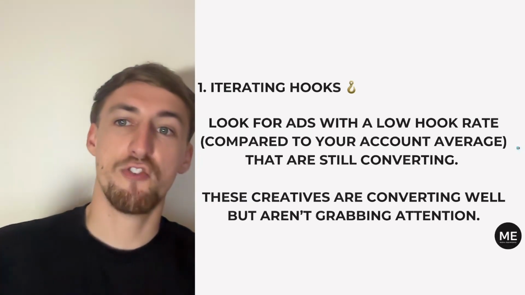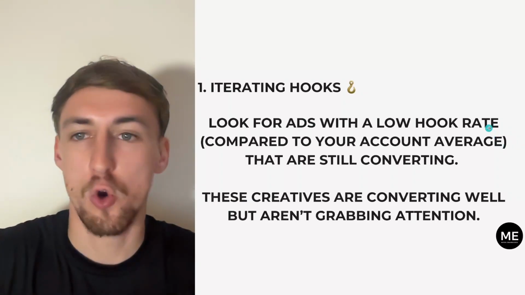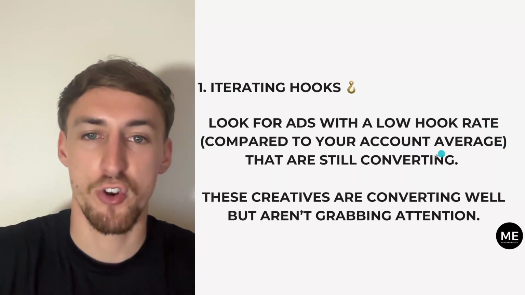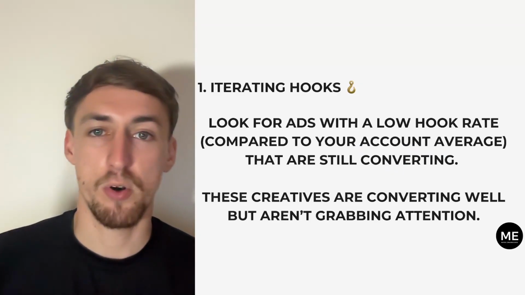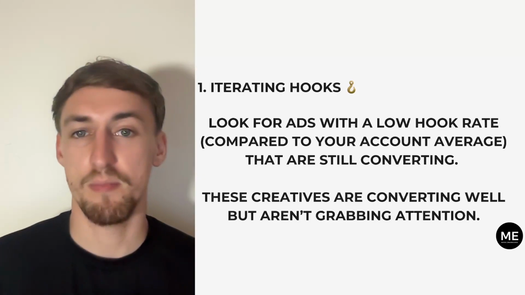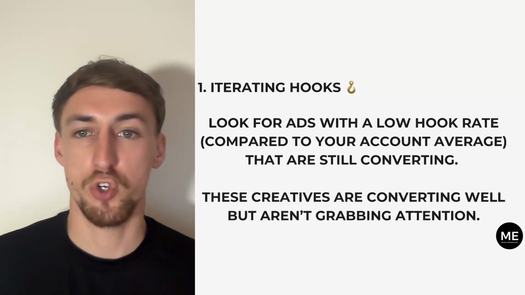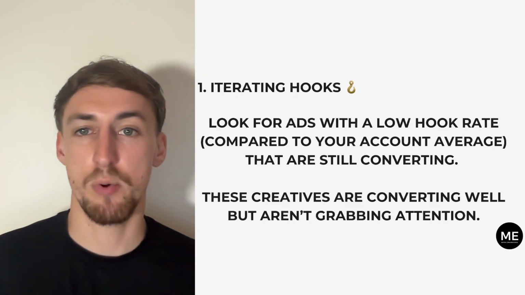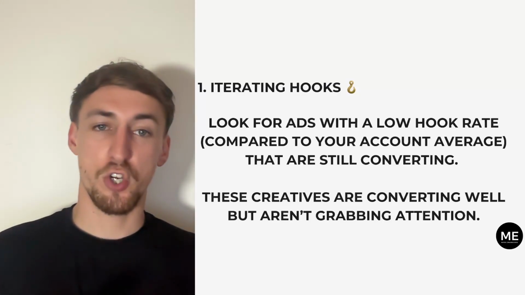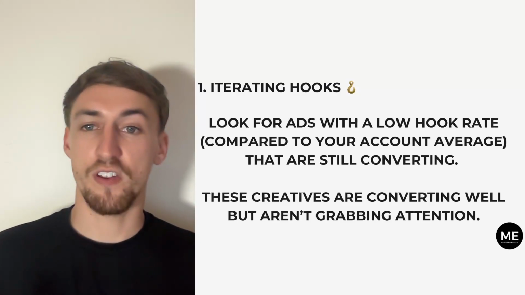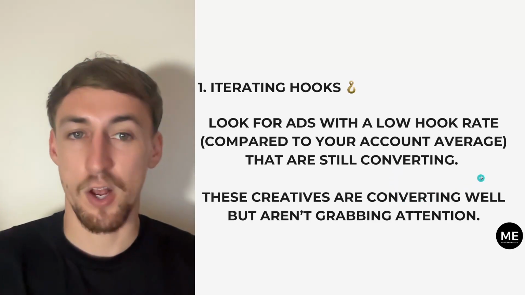First of all, iterating a hook. So look for ads with a low hook rate compared to your account average that are still converting. Hook rate is a custom metric. I've got a video, I'll put it up now, which shows you how to create these metrics. You can watch that after if you're unsure. Watch the rest of this though, because it's really important that you understand it. So low hook rate, but it's still converting. So it shows that the ad is actually good, but the hook just isn't the best. They're converting well, but they aren't grabbing attention.